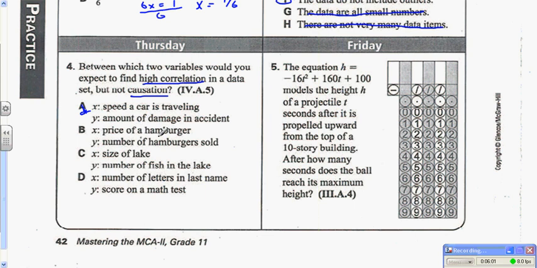The price of a hamburger and the number of hamburgers sold. Now again, if you have cheap hamburgers, you're probably going to sell some. If they're too expensive, you're probably going to sell less. So the price does impact how many are sold. So this one's okay.